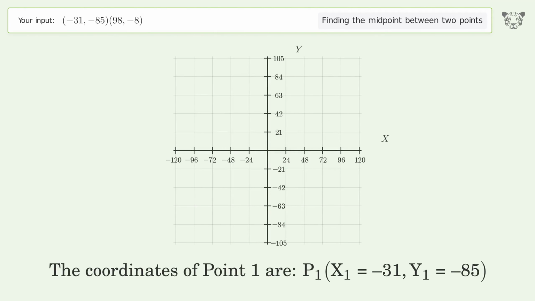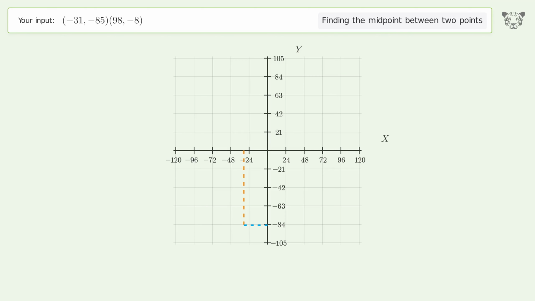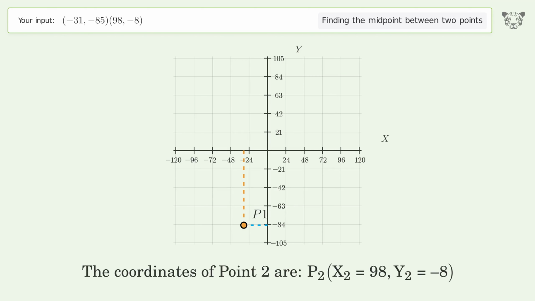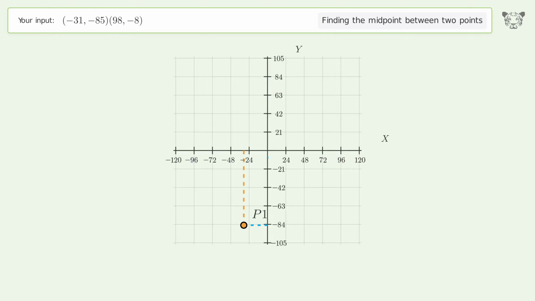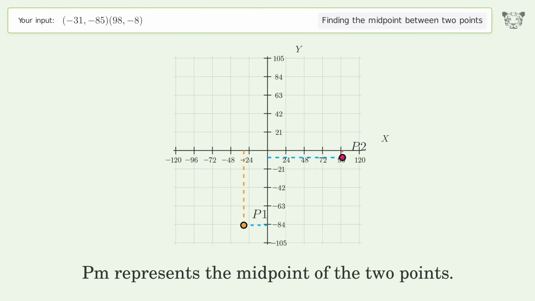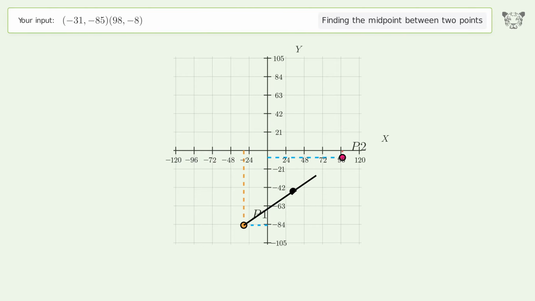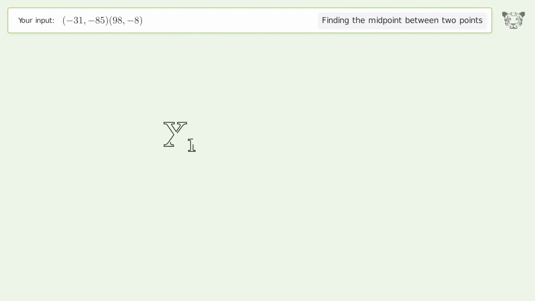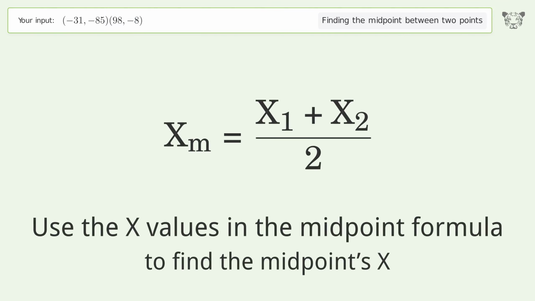The coordinates of point 1 are x1 equals negative 31, y1 equals negative 85. The coordinates of point 2 are x2 equals 98, y2 equals negative 8. PM represents the midpoint of the 2 points. Use the x values in the midpoint formula to find the midpoint's x.